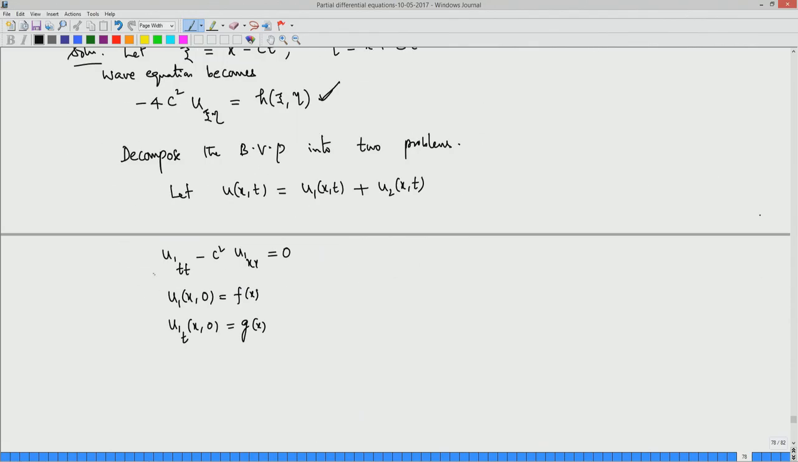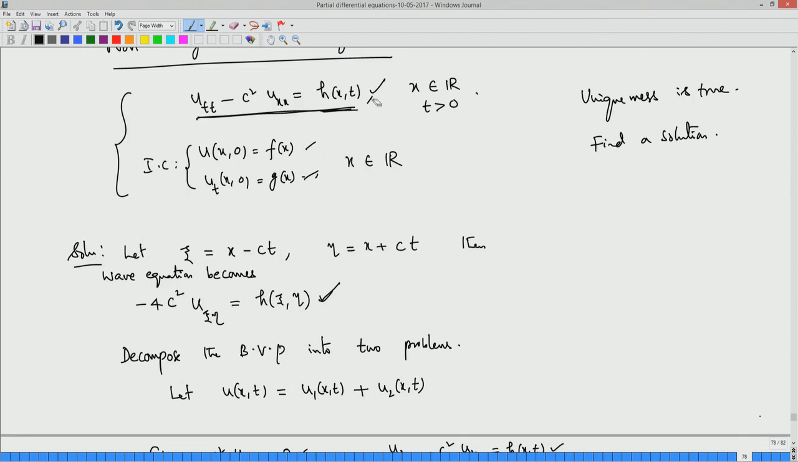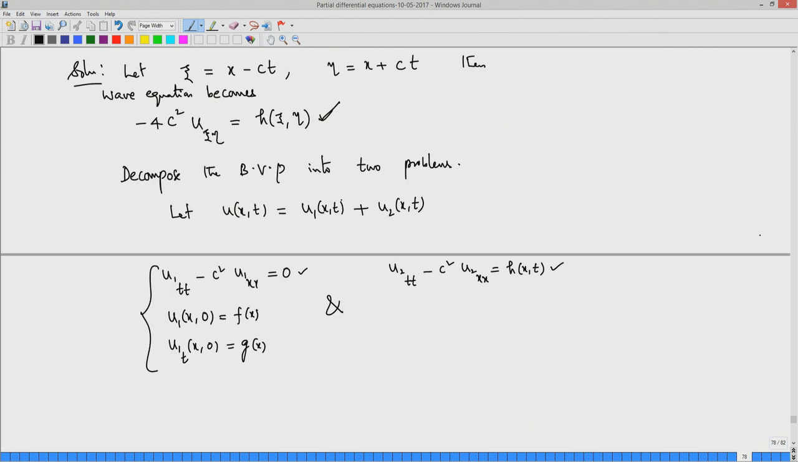For u2 you have u2 tt minus c square u2 xx equal to h of x t. When you substitute u1 plus u2, you get u1 tt plus u2 tt minus c square u1 xx minus c square u2 xx. The u1 part will be 0, and the rest will be h of x t. So finally the non-homogeneous equation is satisfied.